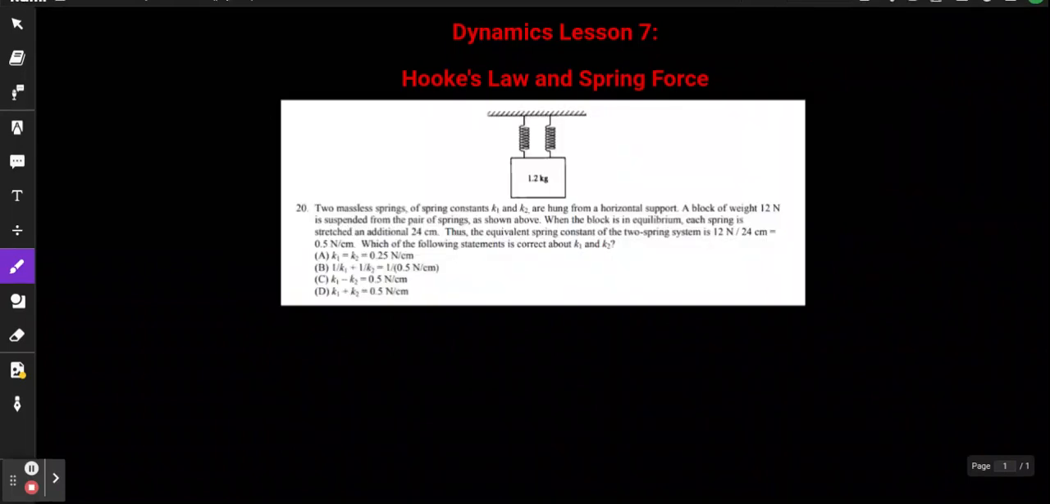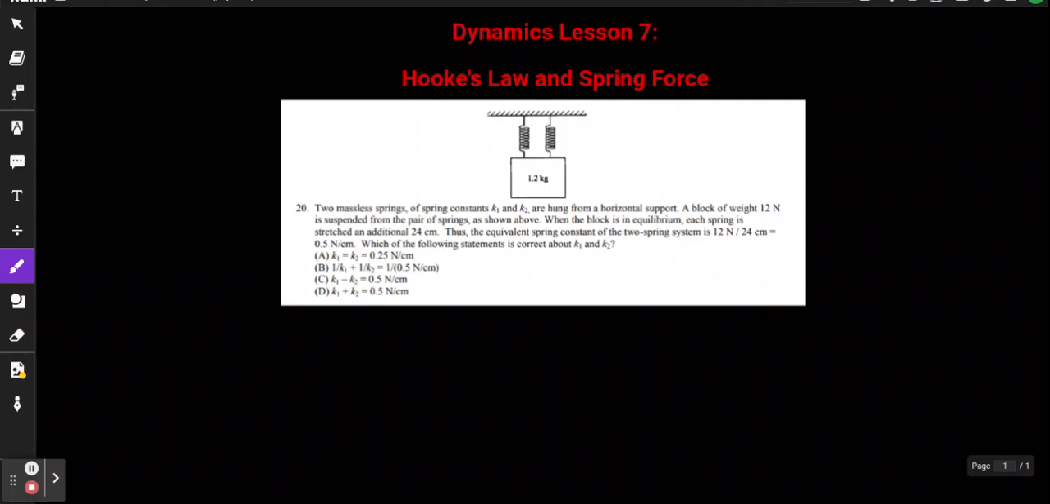Okay, so this is our last practice problem for this video, and although it's multiple choice, it is a little bit difficult conceptually. So, two massless springs of spring constants K1 and K2 are hung from a horizontal support. A block of weight 12 newtons is suspended from the pair of springs as shown above. When the block is in equilibrium, each spring is stretched an additional 24 centimeters. Thus, the equivalent spring constant of the two-spring system is 12 newtons divided by 24 centimeters, which equals 0.5 newtons per centimeter. Which of the following statements is correct about K1 and K2?